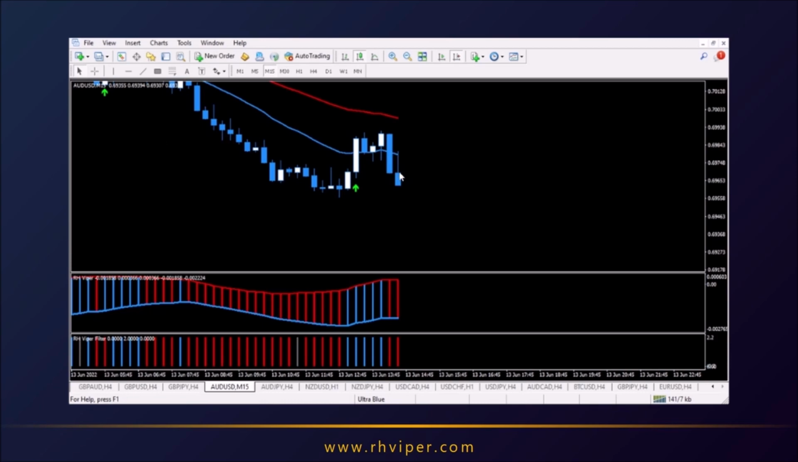Now this candle is forming. When this candle closes, we may get that arrow. Okay, well, the next candle has closed and we got that arrow to go short. So with this one candle right here, we have the Viper arrow above the candle.